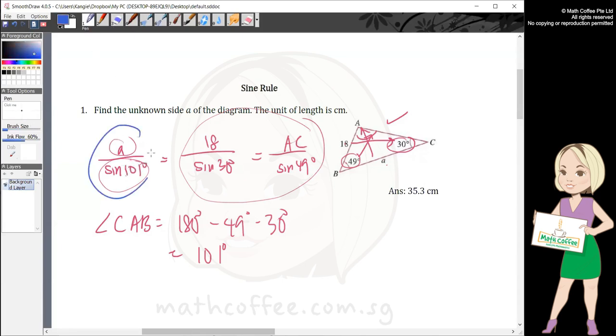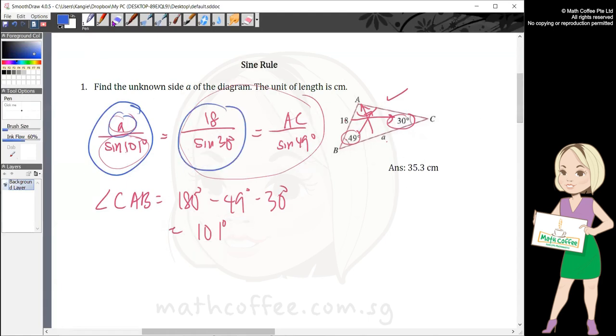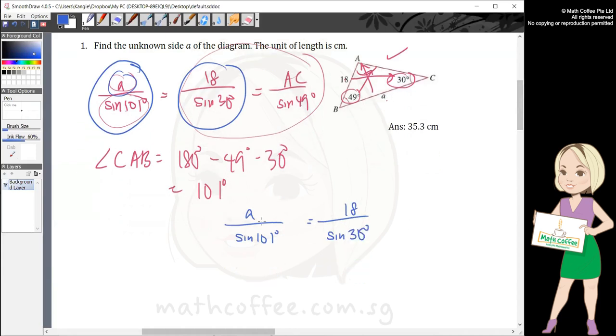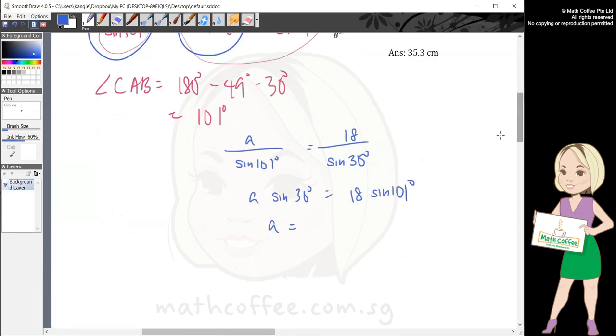And now I can use this and this to find my length A. So it will be A over sine 101 degrees equals 18 over sine 30 degrees. You see both sides are a single fraction, so cross multiply. I will have A sine 30 equals 18 multiplied by sine 101 degrees. The A will be 18 sine 101 degrees divided by sine 30 degrees. And of course, press the calculator, then round off to 3 SF.